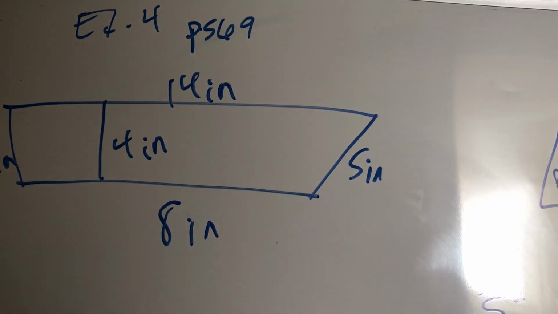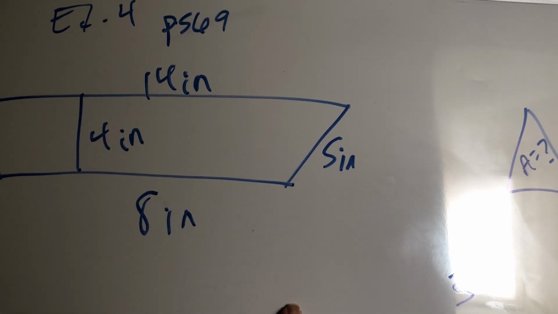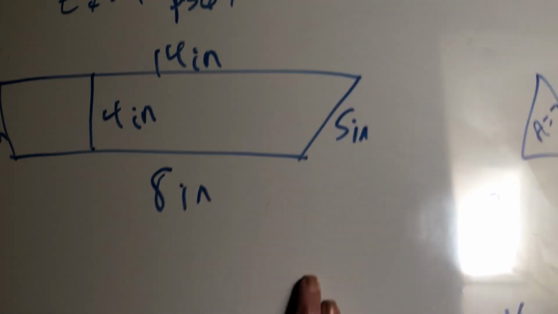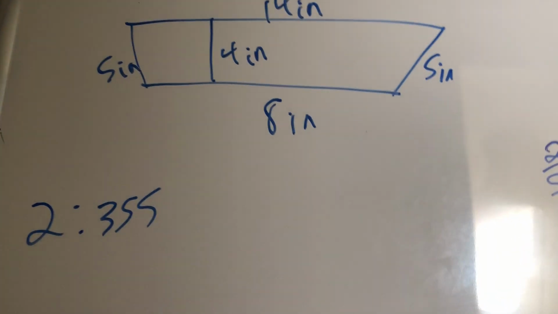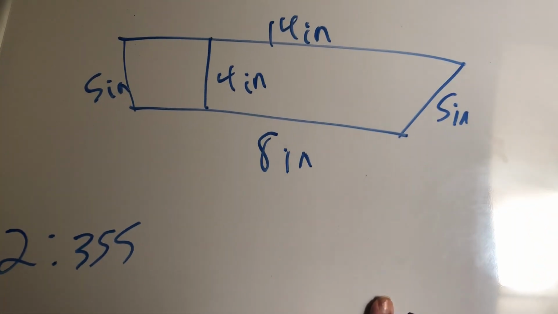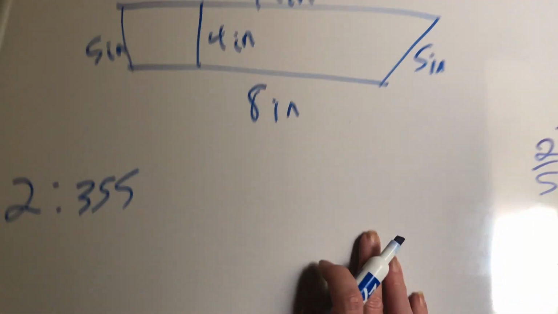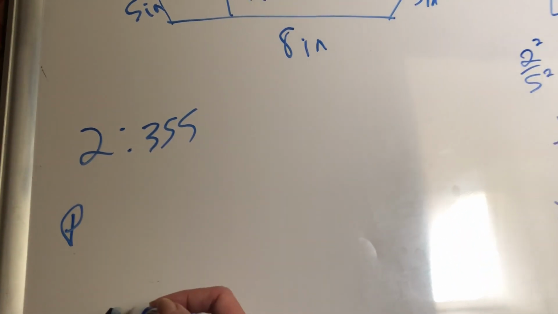A landscape design company has created a plan for a large garden in the shape of an isosceles trapezoid as illustrated in the diagram. The diagram of the garden is in a 2 to 355 ratio. So there's my ratio. There's my scale factor with the size of the actual garden. Find the perimeter and the area. Okay, so we want perimeter. First, we'll look at perimeter.